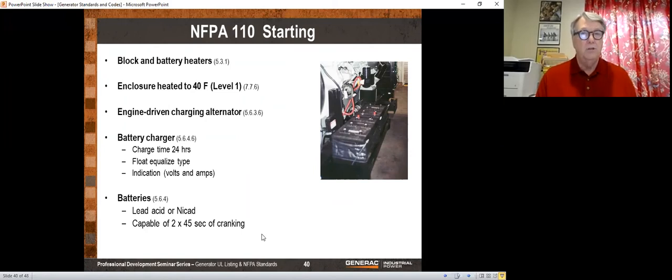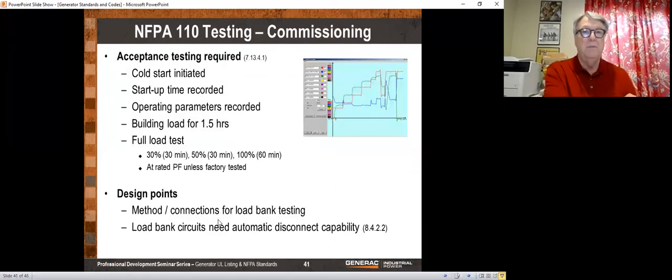The battery charger should have a charge time of 24 hours or less. Generally, we like that a lot less. Should be float equalized type. We typically use lead acid batteries. Then there are requirements in NFPA 110 for acceptance testing, and this is quite extensive and quite long.